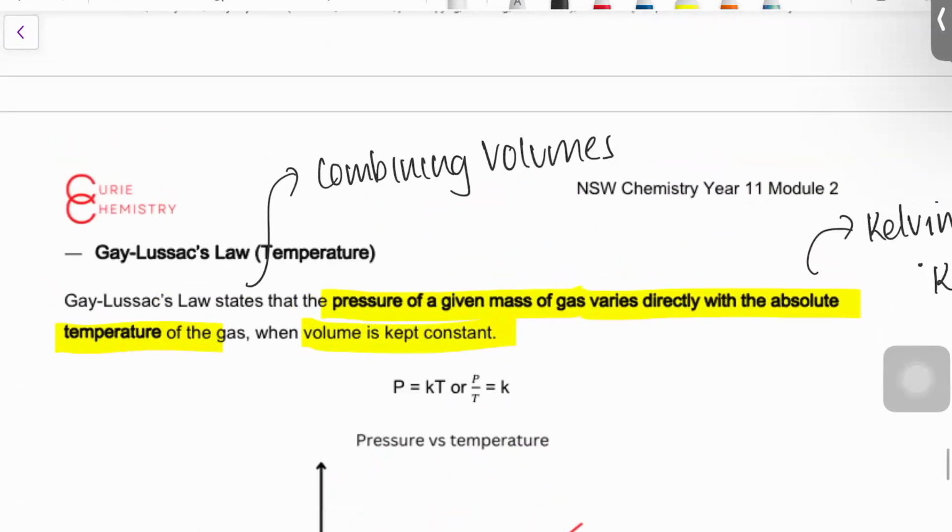Now, that's the first thing. What does it mean for something to vary directly? So pressure varies directly with absolute temperature. What does that mean? If pressure is going up, varying directly, what's going to happen to temperature? If pressure goes up, does temperature go up with it or does it go down? It goes up with it. Yeah, good. So that's what we mean by varying directly versus varying inversely.